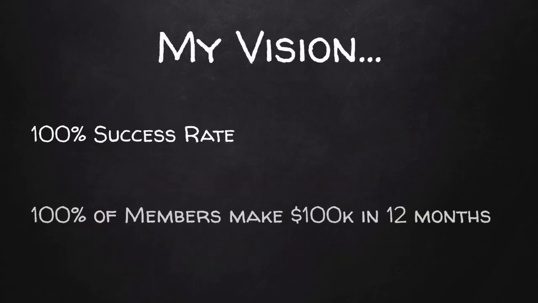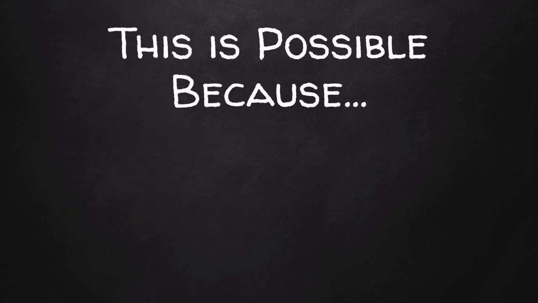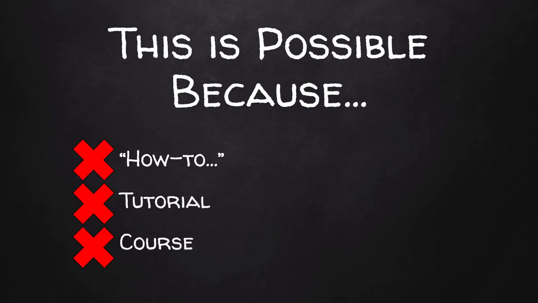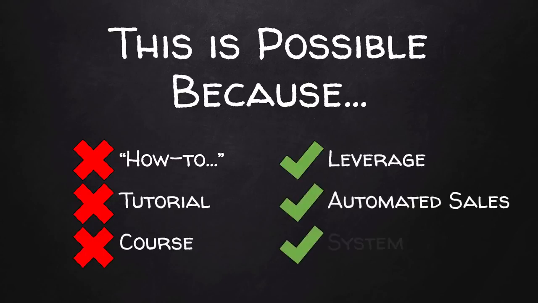This is why my vision for Earn Easy Commissions is to have a 100% success rate. That means 100% of my members make at least $100,000 in the next 12 months. This is possible because Earn Easy Commissions is not a guide on how to make money. It's not a tutorial and it's not a course. It's a program where you can leverage off my automated sales system that will literally build your online business for you and make money for you on complete autopilot.